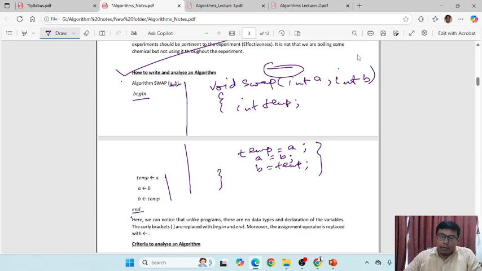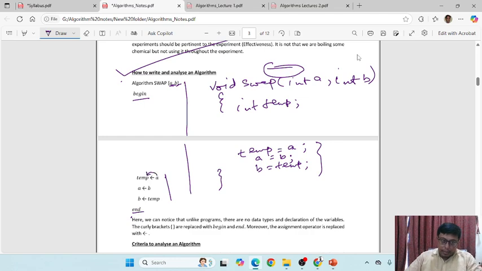The same thing we are writing over here in the code. Since it is returning nothing, we use the void keyword: void swap(int a, int b). Now we begin. The curly braces open, int temp. Temp is the third variable, which we require to swap the values of the two variables.